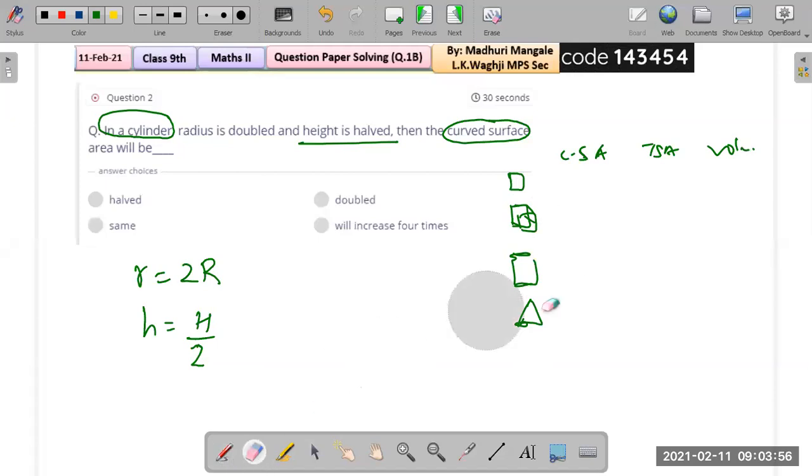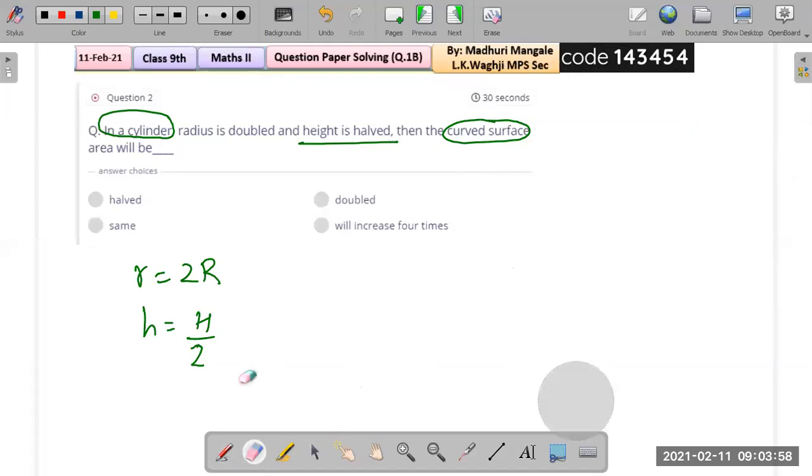So there is a table. Do refer to that table, and it is very easy to memorize using a table format. Always study in a comparative way. So we have the radius that is doubled, and the height which is half.